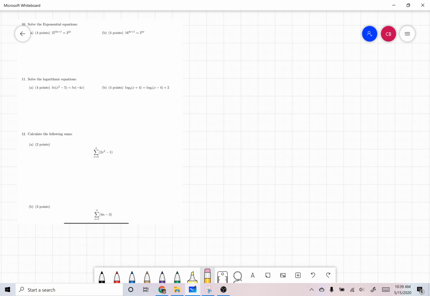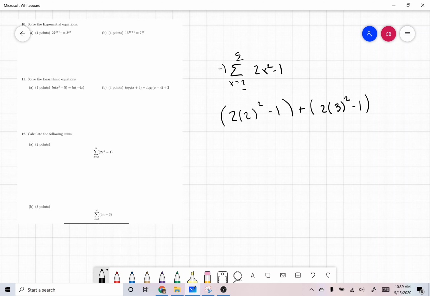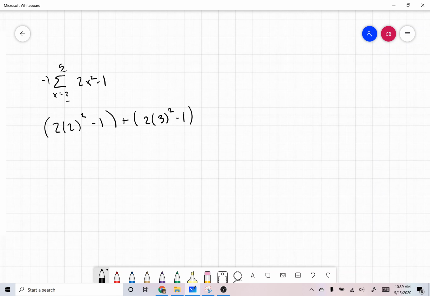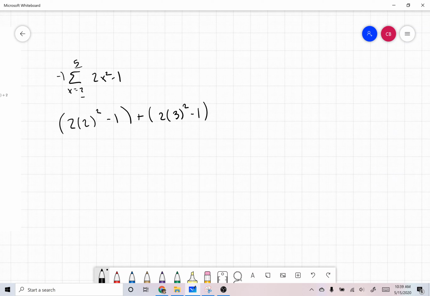We have the sum, x equals 2 to 5 of 2x squared minus 1. We're going to plug in each value here up until this point and add them together because this is a summation. So what that means is 2 times 2 squared minus 1, that's the first one, plus 2 times 3 squared minus 1. We're just going to plug in the value for anything we see x in this. So we have plus 2 times 4 squared minus 1, 2 times 5 squared minus 1. Okay, so that's every single one of them.